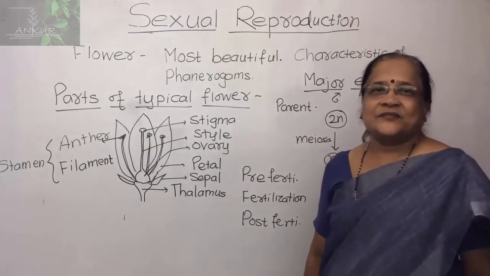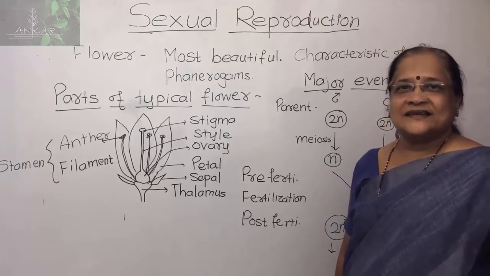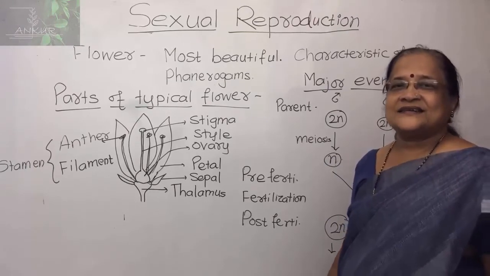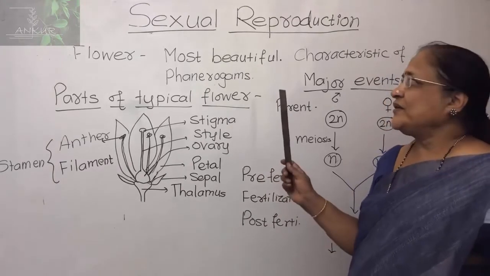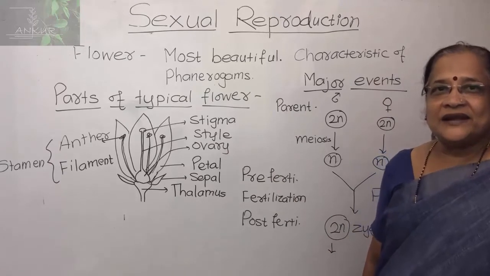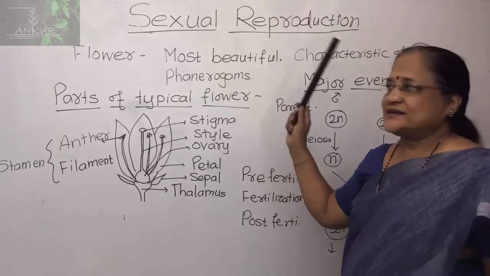What is this sexual reproduction? That is the union of two compatible cells, that is the union of two sex cells, and the smallest unit of sex cell which gets united, that one we call the gametes. So the union of male and female gametes, that one we call sexual reproduction.